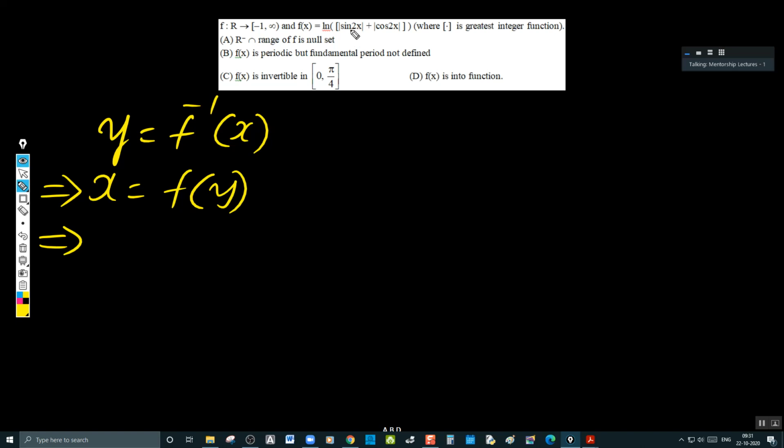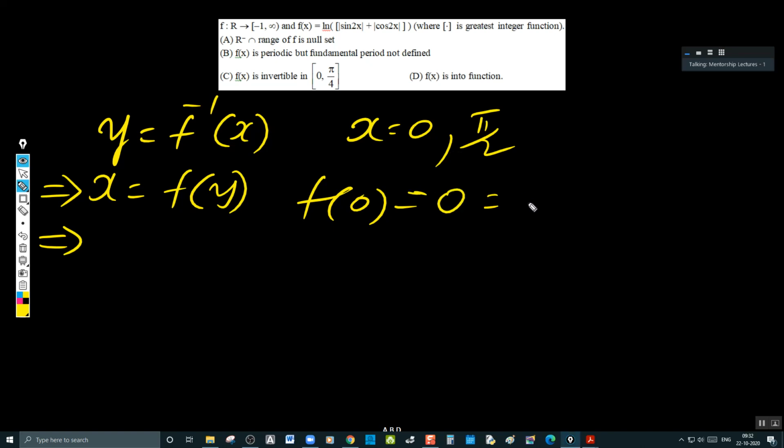You understand what Dhananjay is saying? Just see that. If you put x equal to 0 and pi by 2, what are you getting? F of 0 is log 1, 0. And f of pi by 2 also: 2 into pi by 2, cos pi, 1, that is also 0. That means two elements have the same image. Pi by 4, please. Two elements have the same image. And hence it is also not correct.